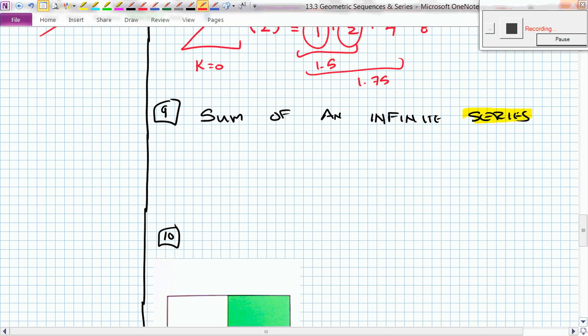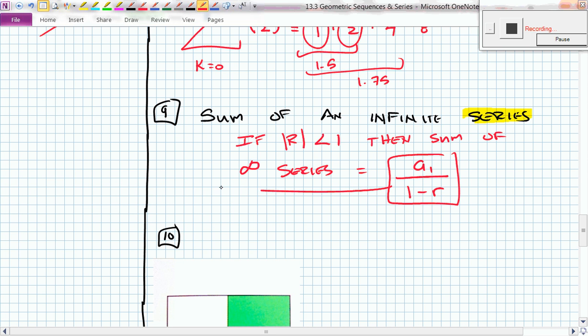Well, it turns out when you are adding a certain type of ratio, and that ratio is between 0 and 1, or the absolute value is less than 1, sorry, I said it wrong, it turns into a series. No longer called a sequence, it's called a series. So the sum of an infinite series, here's what you have to know. If the absolute value of your ratio is less than 1, then the sum of the infinite series is equal to a sub 1 over 1 minus r.